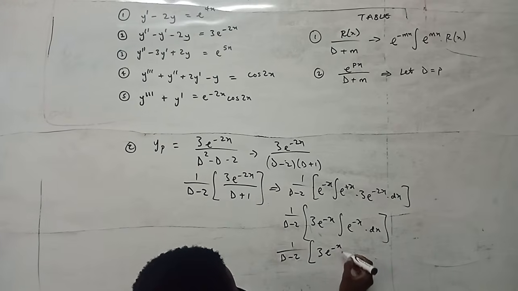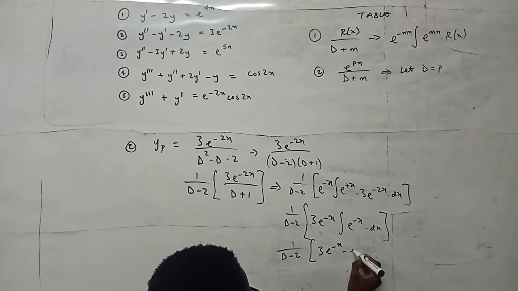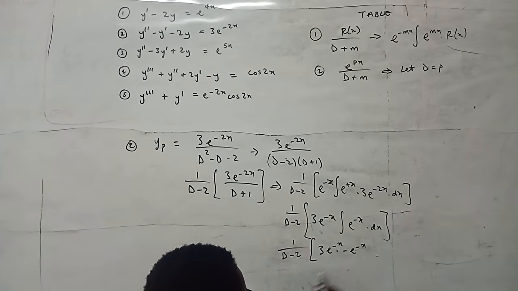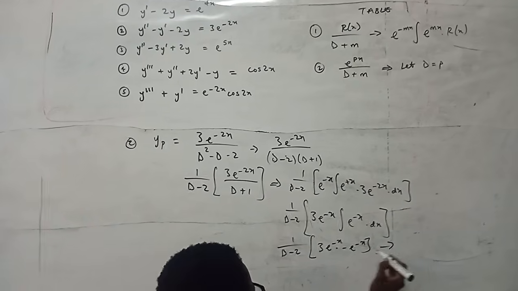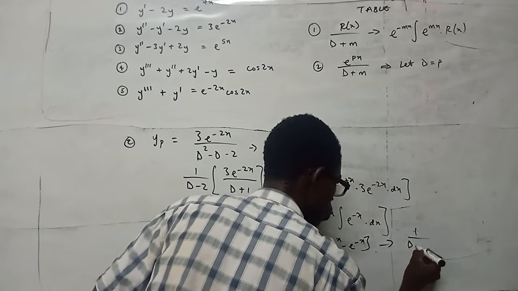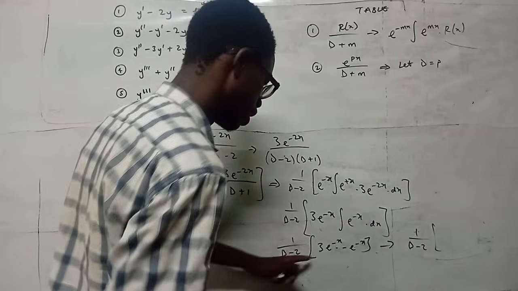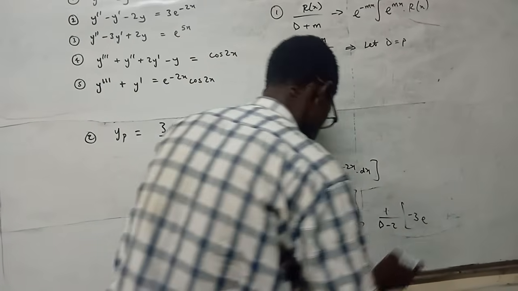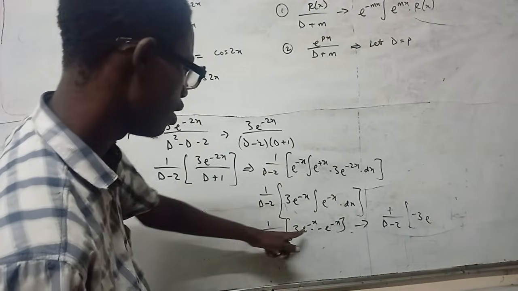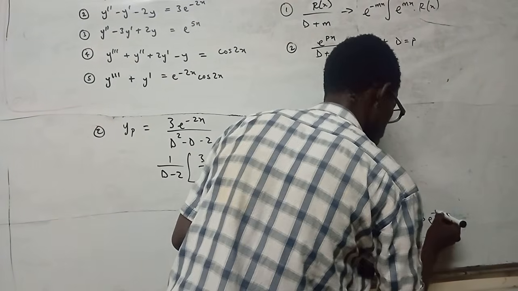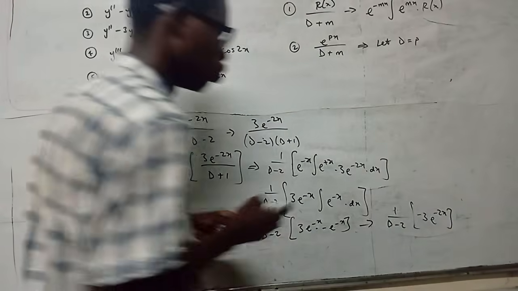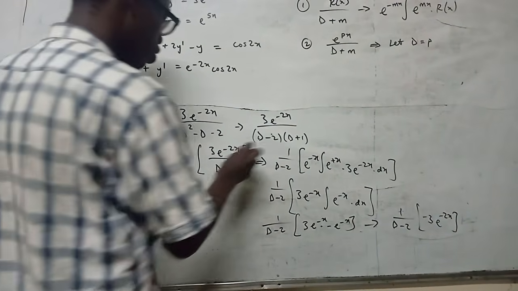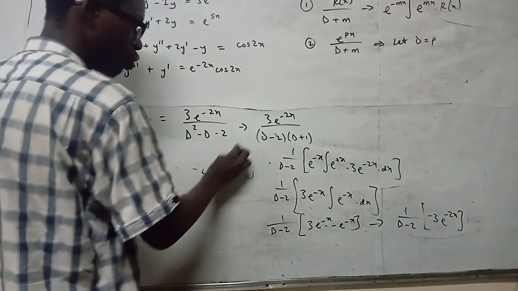If we integrate this, we get minus e to the minus x, we are multiplying. So this is 1 over D minus 2 into bracket minus 3e to the minus x minus 2x. So we are going to work this out again using the exact same method.